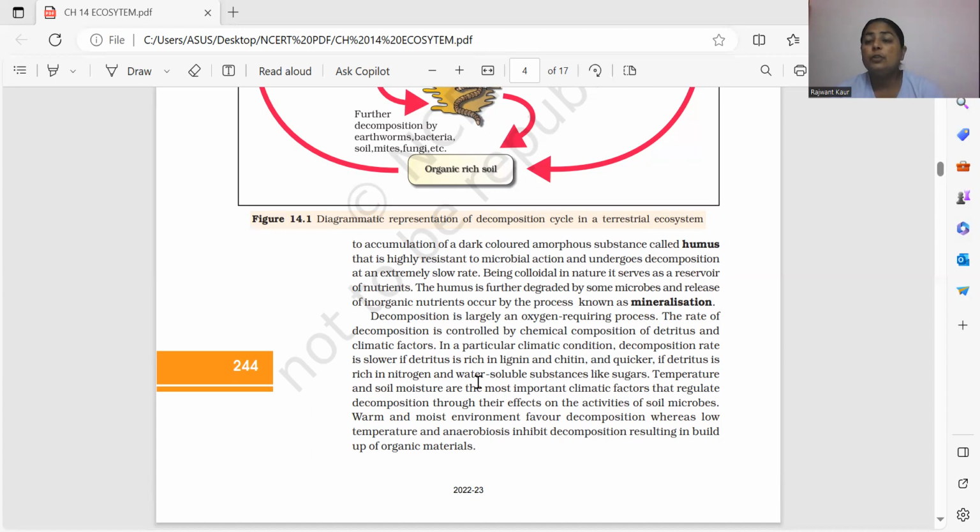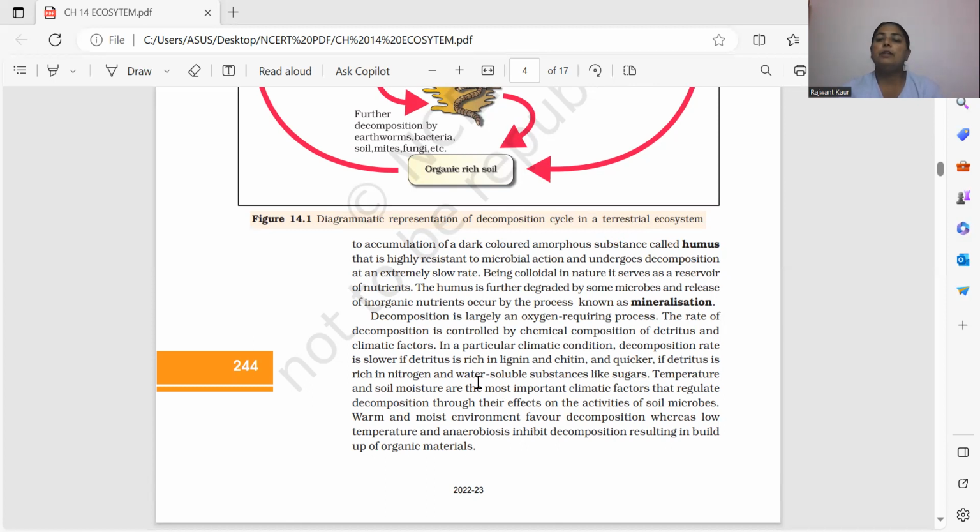As you know, this humus is also colloidal in nature. So here it acts as a reserve house of the nutrients, and nutrients are stored in the humus for a longer time because its decomposition rate is very low. Later on, some of the microorganisms act on this humus and release the inorganic nutrients from it, and the process is called mineralization.